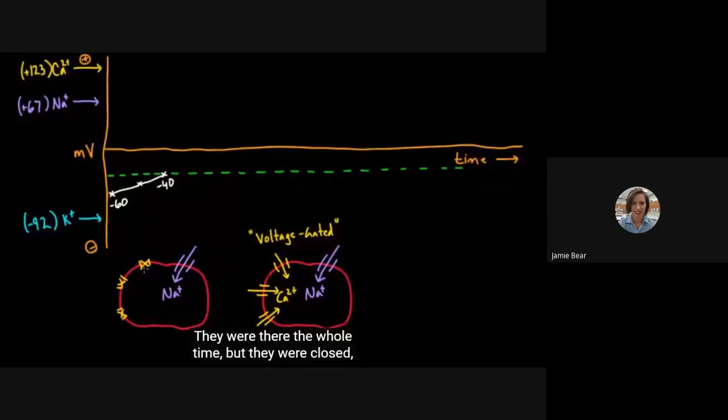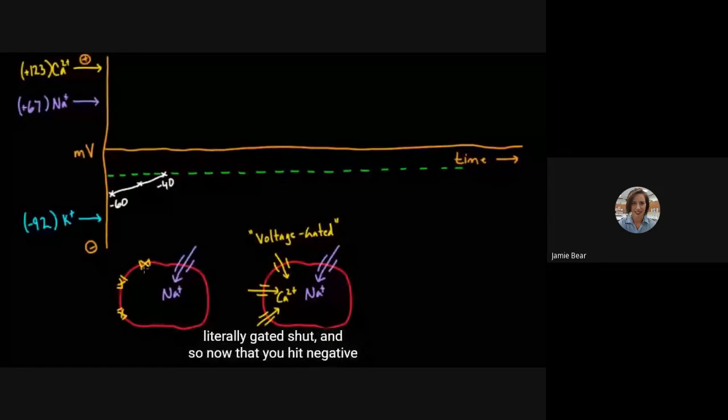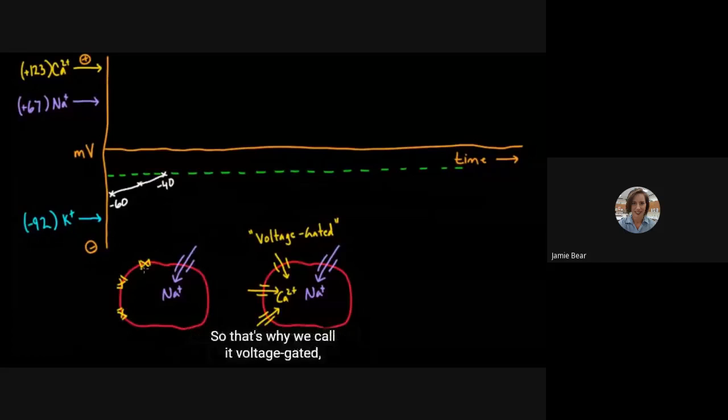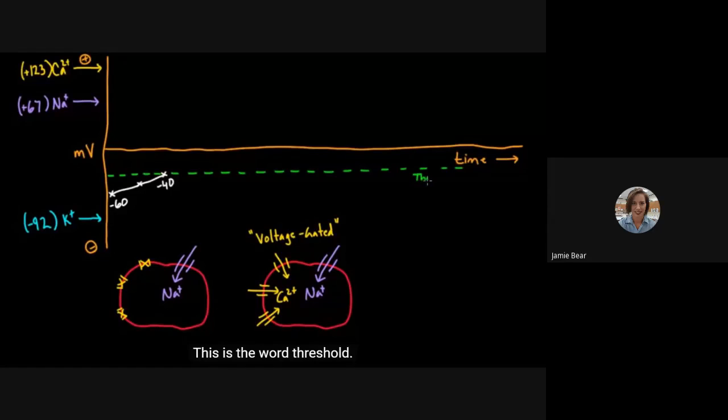And so now that you hit negative 40, that's their ticket. Now they open up and they let all the calcium in. So that's why we call it voltage gated, and that's why we say that there's a threshold. This is the word threshold. It really is talking about what is the voltage needed to open those calcium gates. So now calcium pours in.